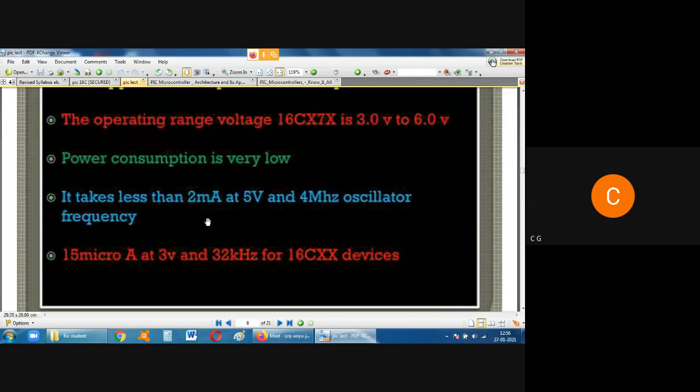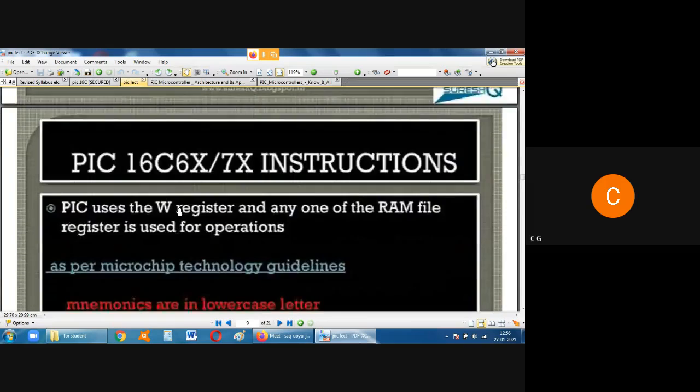But at the same time, when you go with 5 volt, it will take lots of current. So 5 volt into 2 milliampere is 10 milliwatt of power it is going to consume. In case of 3 volt, it is 45 microwatt. So 10 milliwatt and 45 microwatt. You see the difference in the power consumption.